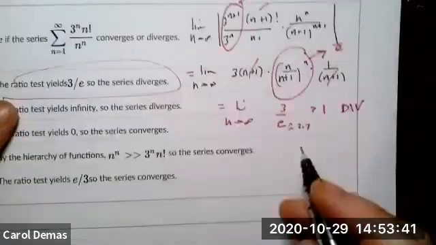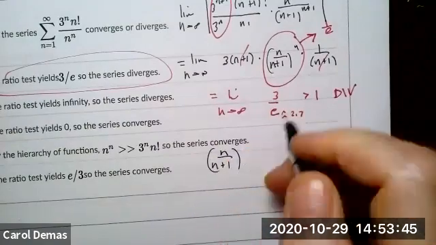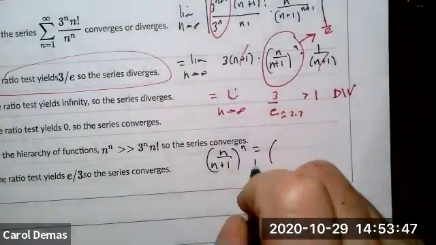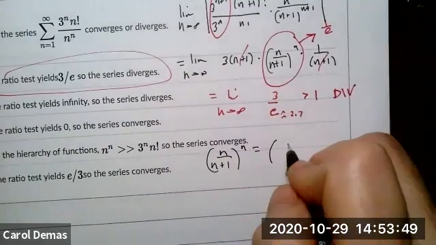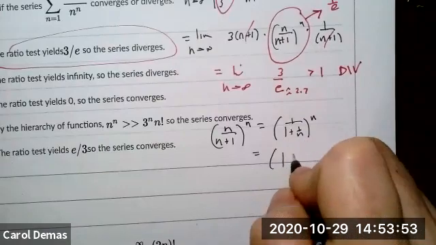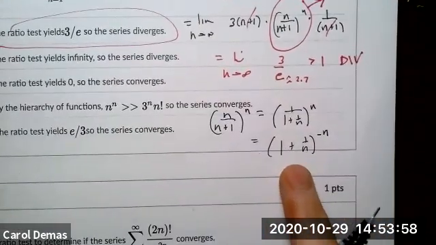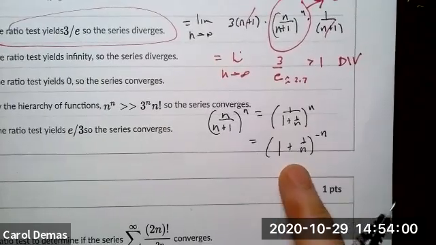Always recognize the other form, the 1 plus a over x. Is there a way to turn that n over n plus 1 to the n into that form? I've done it a dozen times. We can rewrite n over n plus 1 to the n. I can divide the numerator and denominator by n, and I can rewrite that as 1 plus 1 over n to the negative 1. Okay, now it's in that form that you recognize.